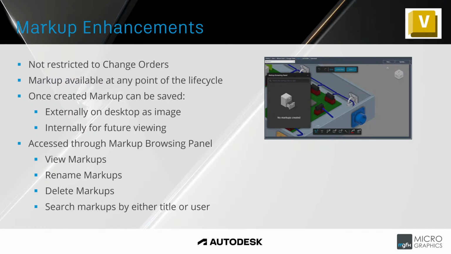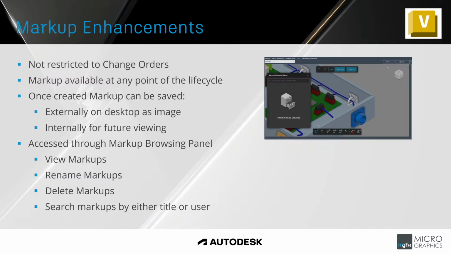Okay, now this one, markup enhancement. Previously in 2022, you could only do markups, unfortunately not in Vault Basic, only in Vault Professional, because you could only do it in your ECO, your engineering change orders. Now it's not restricted to change orders. You can do your markups at any time in the life cycle. Once these markups are created, you can save them either externally as an image on your desktop, or internally in the vault for future viewing.